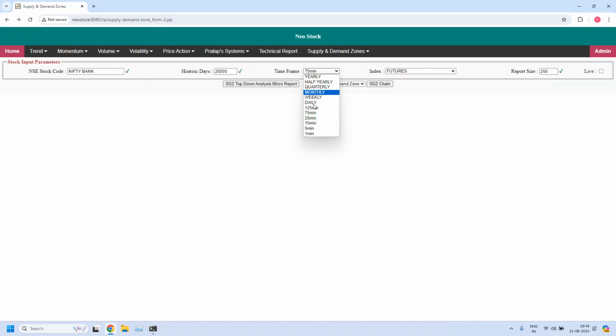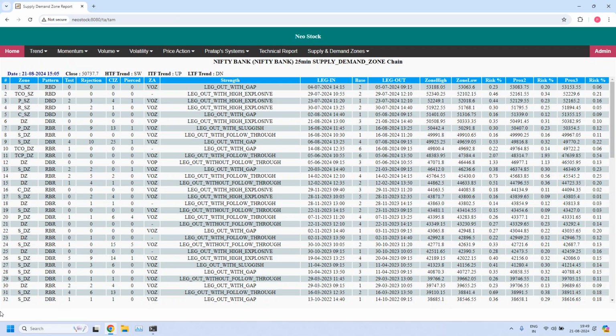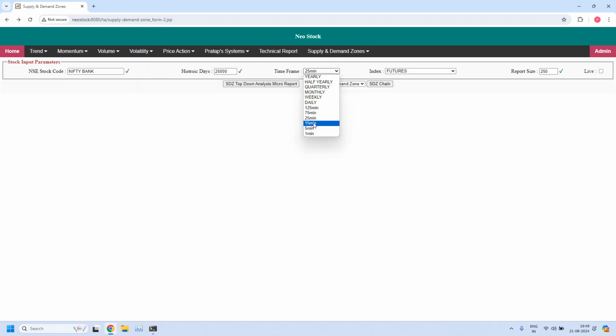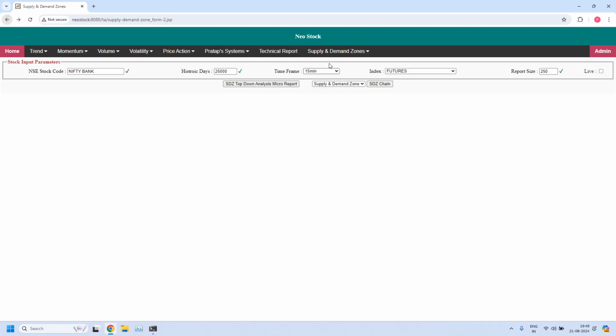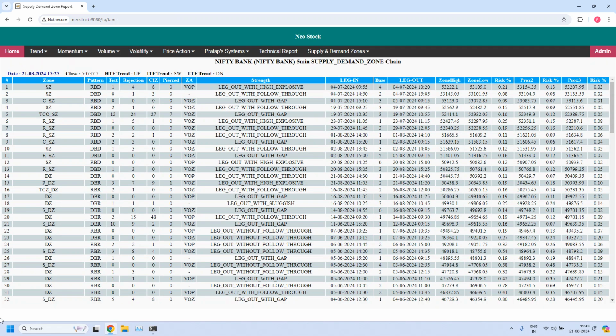The next time frame is 25 minutes and generating 25 minutes supply demand zone chain for BANKNIFTY. And the next time frame is 15 minutes. Now we are generating 15 minutes supply demand zone chain for BANKNIFTY. And the last time frame is 5 minutes, generating 5 minutes supply demand zone chain for BANKNIFTY. So this is BANKNIFTY supply demand zone chain for different time frames.